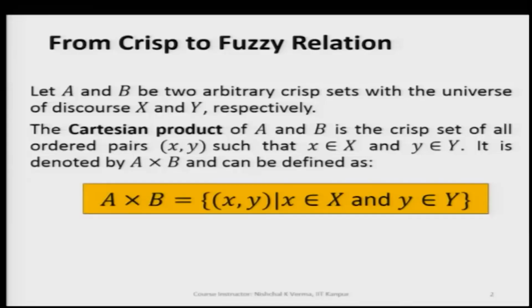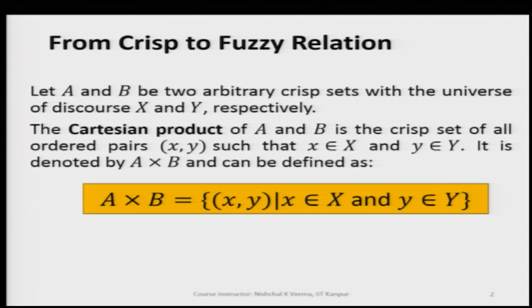Welcome to lecture number 28 of Fuzzy Sets, Logic and Systems and Applications. In this lecture we will discuss fuzzy relation. Before we move to fuzzy relation, let us first understand the crisp relation, because this is very important for understanding fuzzy relation. And for crisp relation also, we need to know first the Cartesian product of crisp sets.